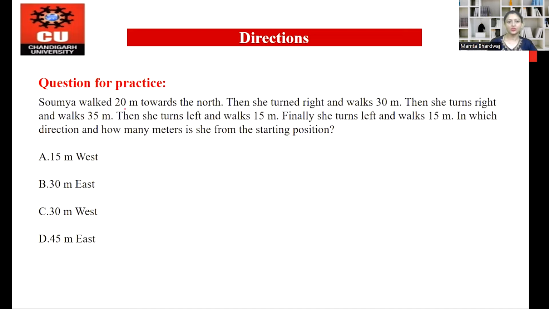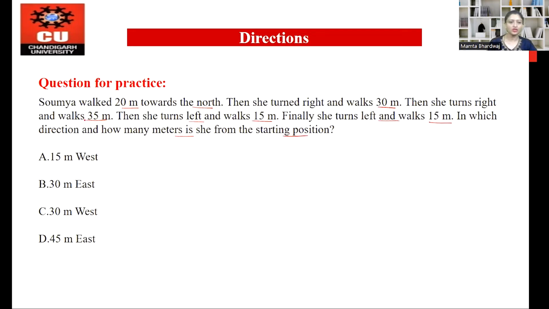Soumya walked 20 meters towards the north and then she turned right and walked 30 meters. Then she turns right and walks 35 meters. And then she turned left and walks 15 meters. And finally, she turns left and walks 15 meters. So in which direction and how many meters is she from the starting position?